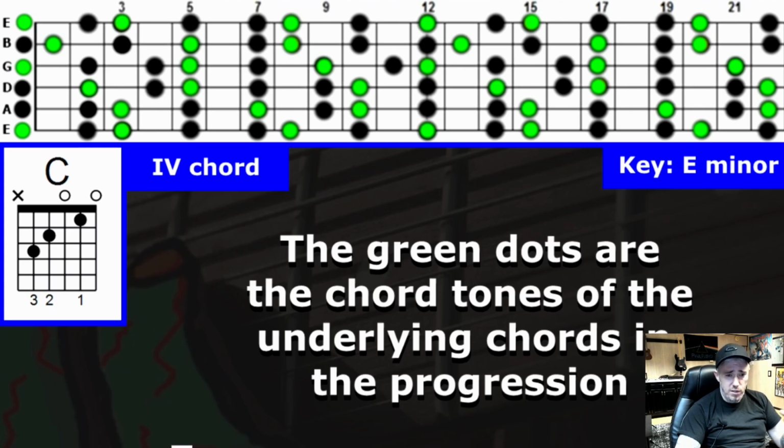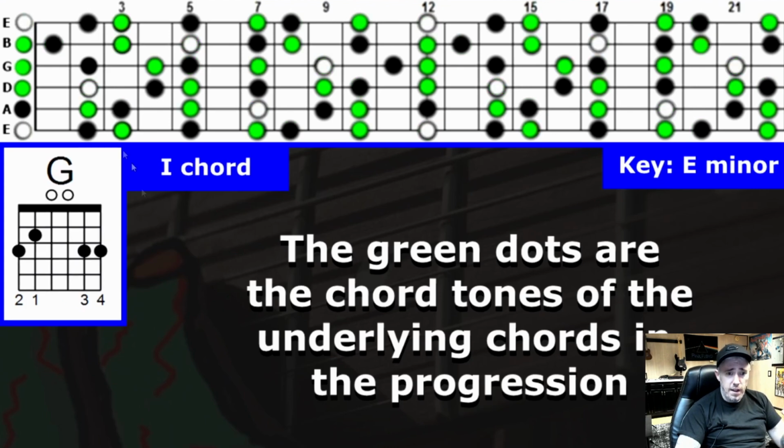When it switches chords, now the green dots are representing the notes of the G major chord. You're going to see that these white dots are still contained here. Those white dots are just simply the scale root, which is E. So this is the key of E minor.